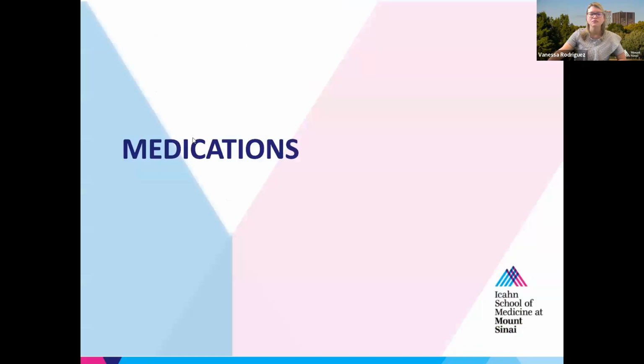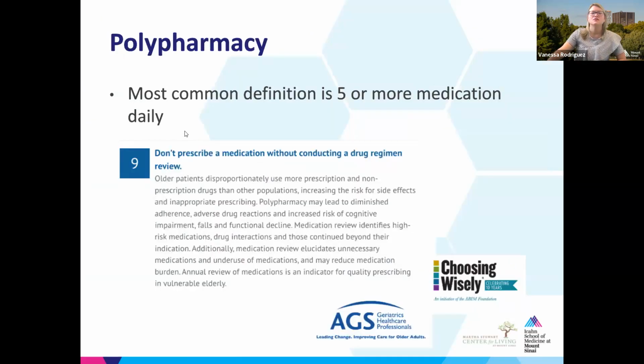In terms of medications, as you may know, the American Geriatrics Society and the Choosing Wisely campaign have been very clear: don't prescribe a medication without conducting a drug regimen review, because sometimes we might end up prescribing medications to mitigate the side effects of another medication. The most common definition of what many patients go through, which is polypharmacy, is taking 5 or more prescribed medications daily. And so it's really good to take a look every visit.